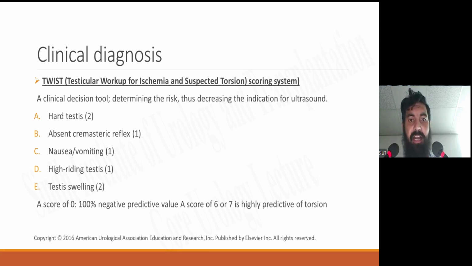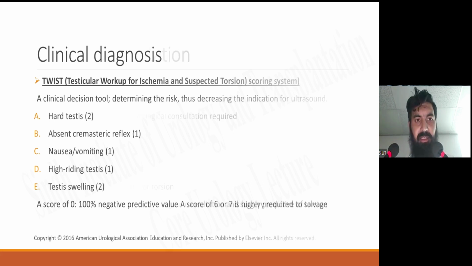The first, hard testis, has two points. Absent cremasteric reflex has one point. Nausea and vomiting, one. High-riding testis is one, and testicular swelling is two. A score of 0 has a 100% negative predictive value, and a score of 6 to 7 is highly predictive of torsion.